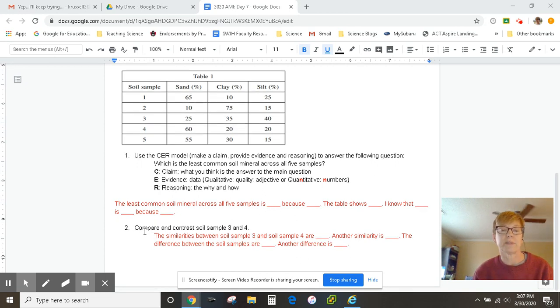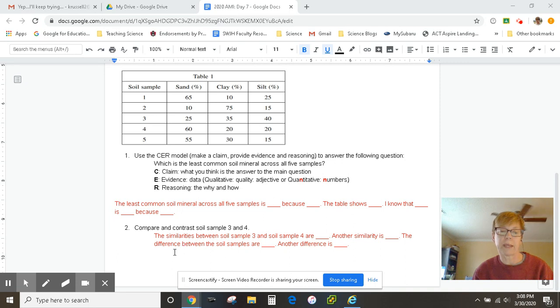The second question is compare and contrast soil sample 3 and 4. So you're going to go back up here and look only at these 2 samples. That's all question 2 is asking you about. So sample 3 has 25% sand, 35% clay, and 40% silt. In sample 4, you've got 60% sand, 20% clay, and 20% silt. So look at those numbers for each of the categories in both of those samples and tell me why you think they're the same or why you think they're different.